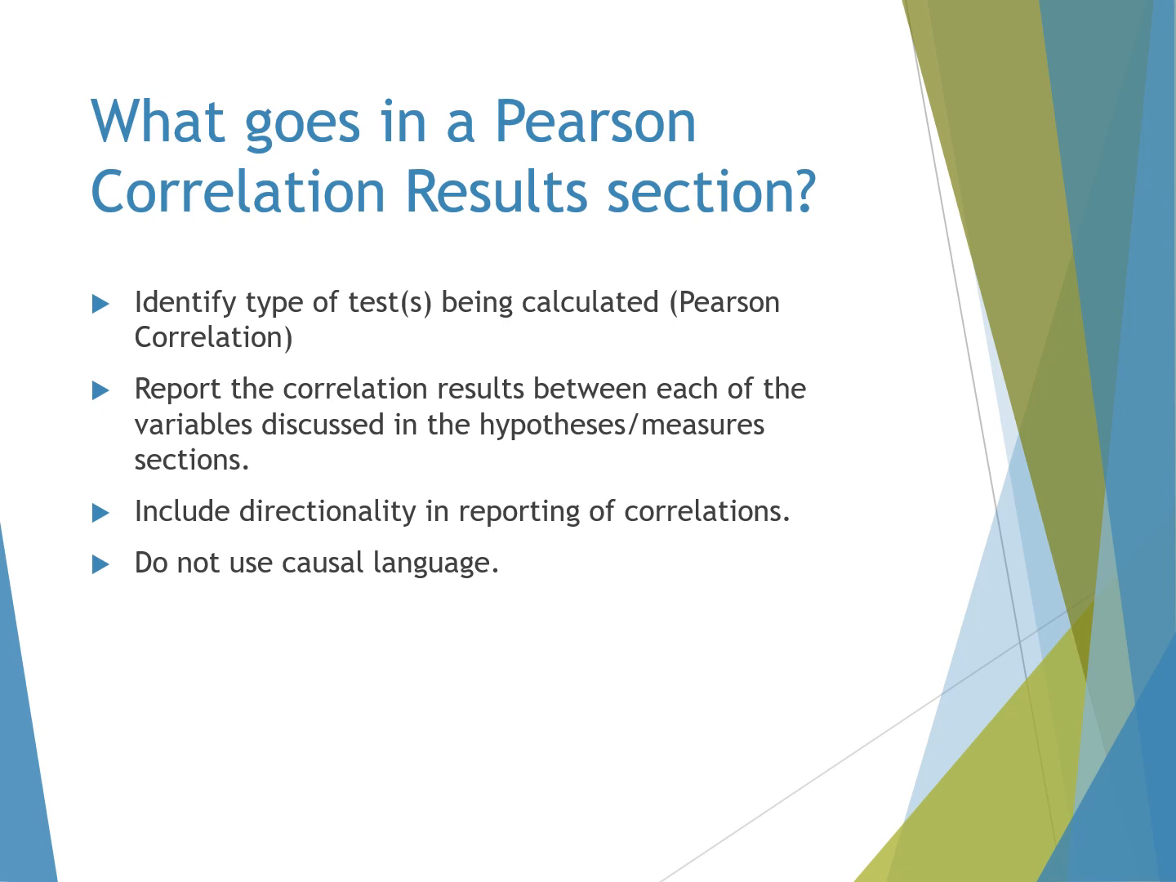When you're reporting the correlation, it's important to include the directionality. Don't just say there was a significant correlation, but was it positive or negative? And also explain this in terms of the variables: a higher score on X means a lower score on Y. You want to be careful to not use causal language in a correlation. We've talked about the fact that correlations do not mean causation.